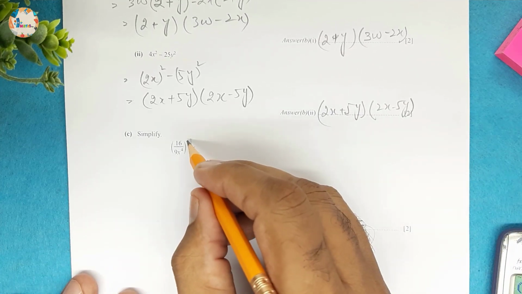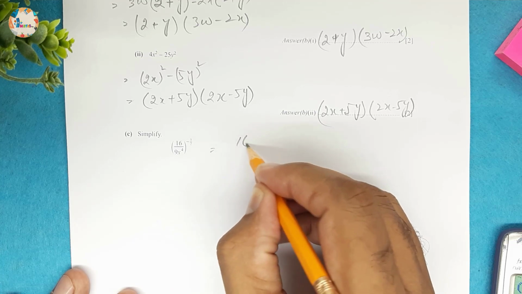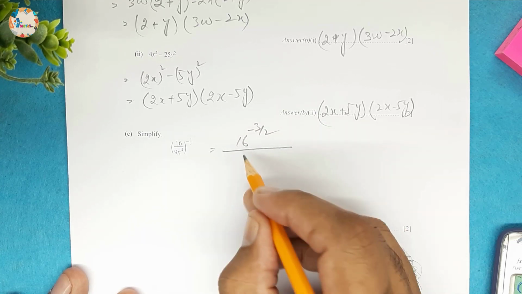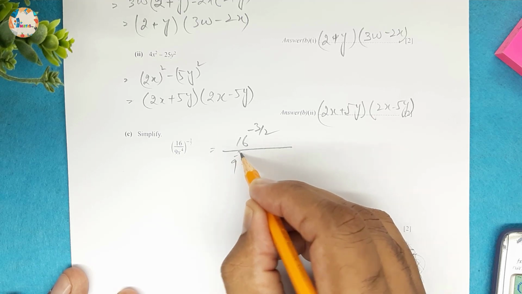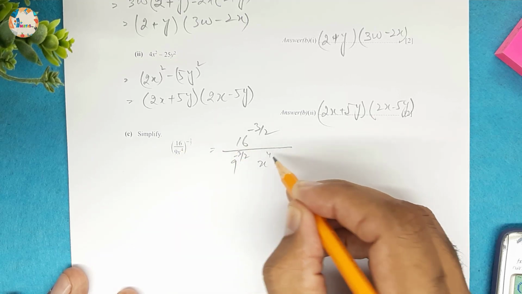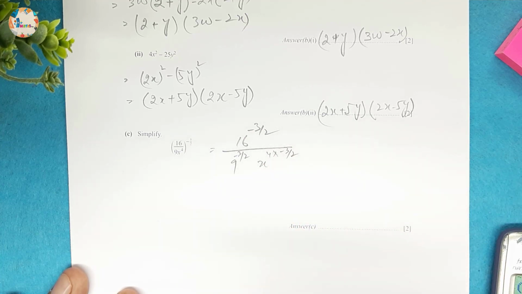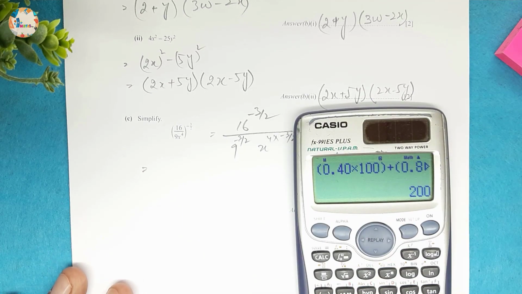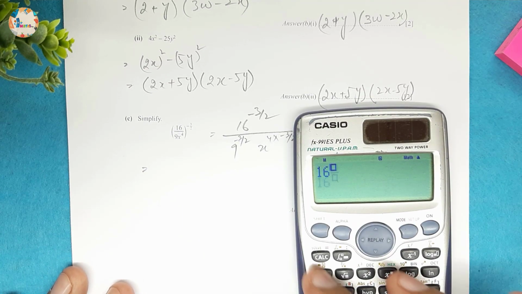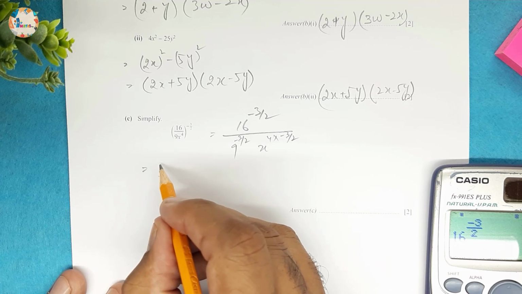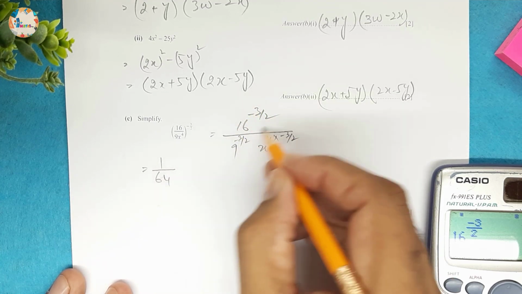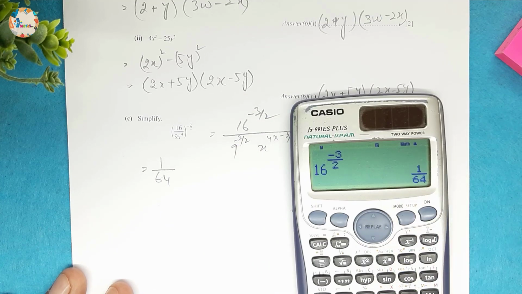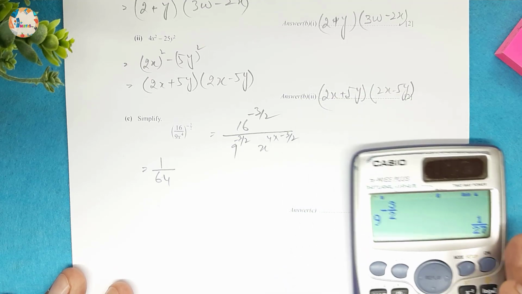Now this one, to simplify this, we can take the power separately. This will be 16 raised to the minus 3 by 2, over 9 raised to the minus 3 by 2, and x raised to the 4 into minus 3 by 2. So now we can take help from the calculator. 16 raised to the power minus 3 over 2 will be equal to 1 over 64. So 1 over 64, this is for this one, and for 9 raised to the power minus 3 over 2, this will be equal to 1 over 27.